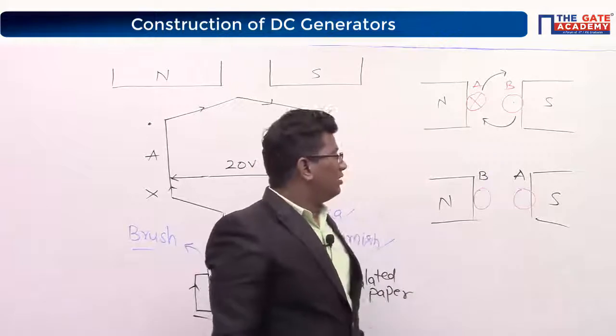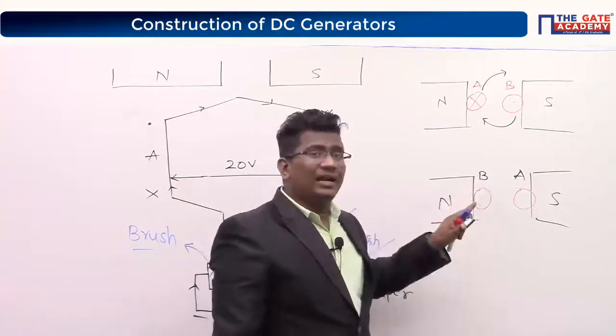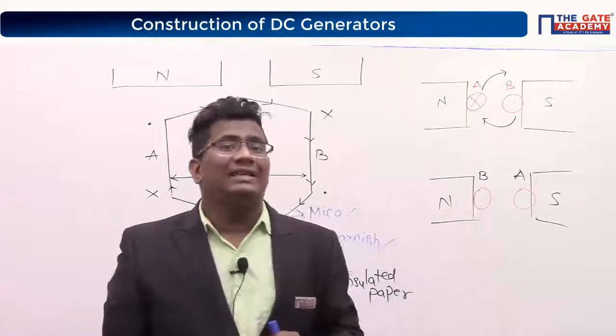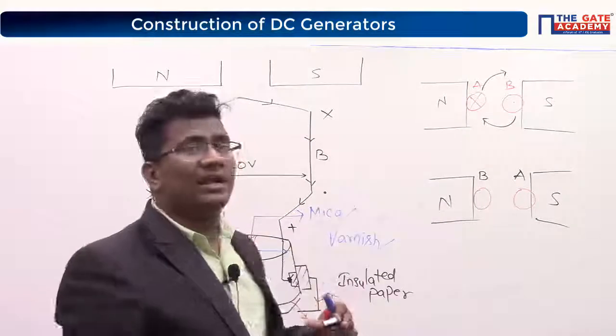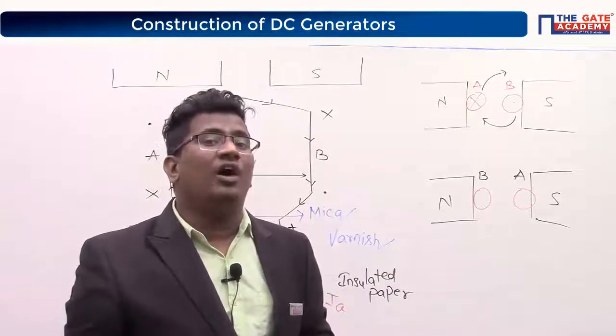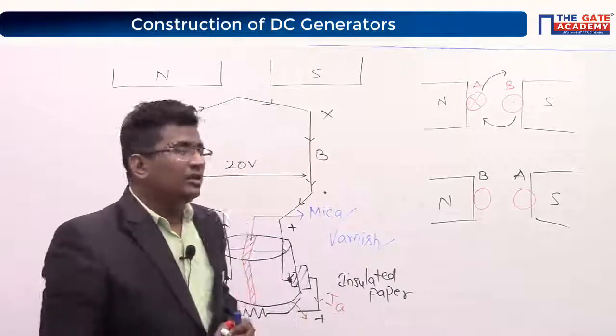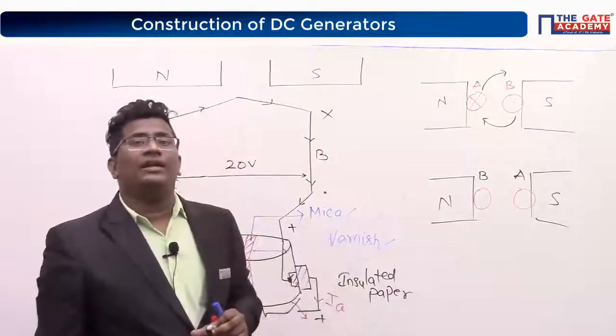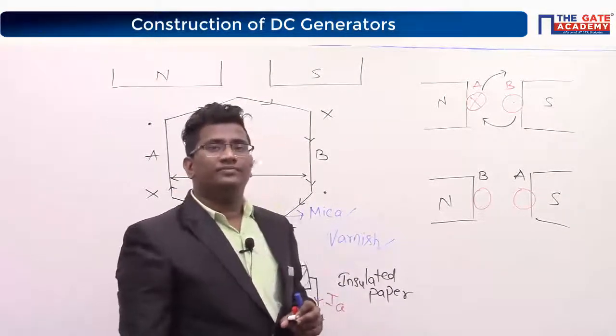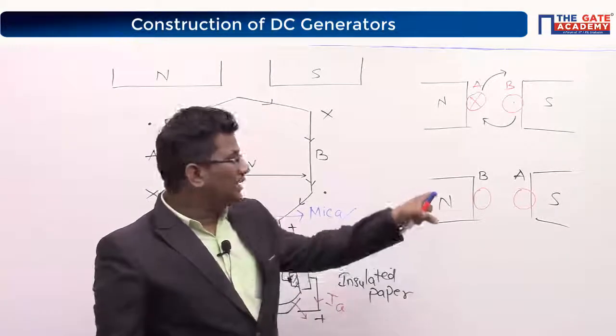Tell me, in conductor B, what is the polarity of voltage? Is it positive or negative? In conductor B, what is the polarity of voltage? Look at the B conductor.